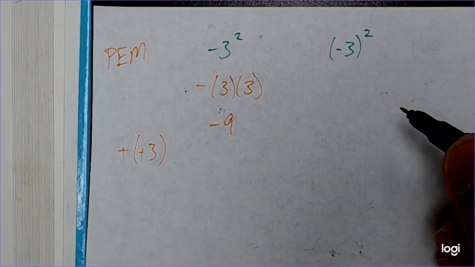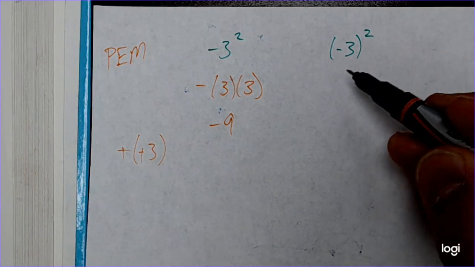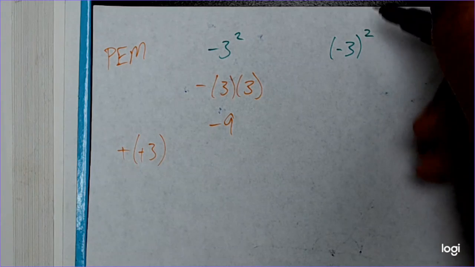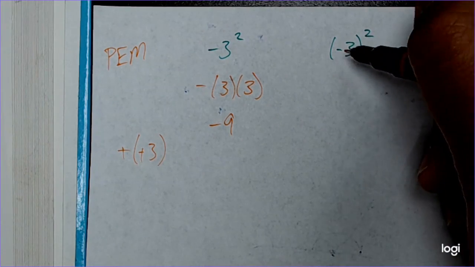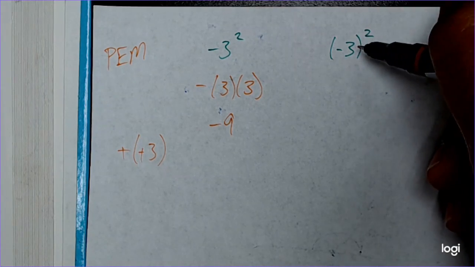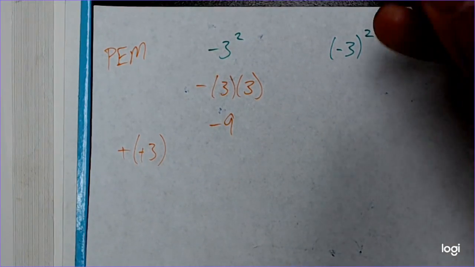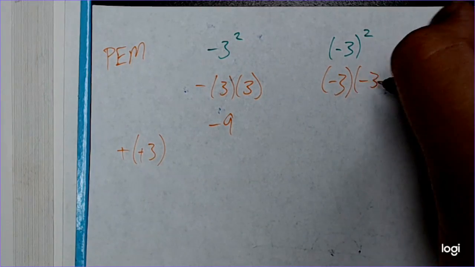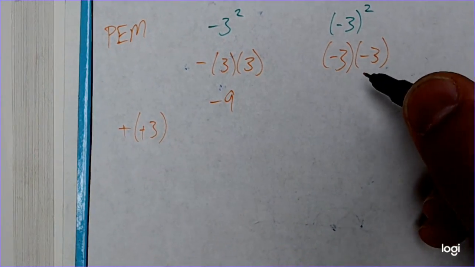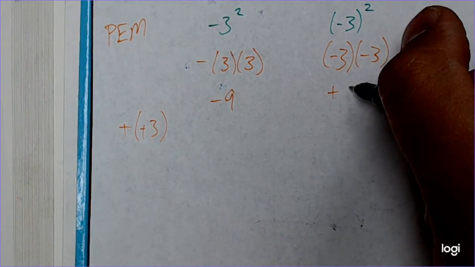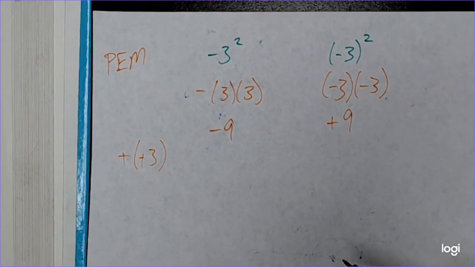Whereas over here, I see the parentheses. And what's happening is this exponent is outside the parentheses, so it's saying this whole parenthetical idea, negative 3, is one idea. So this whole idea is being squared. So what this one means is I have negative 3 times negative 3. And that gives me a different answer, because then I have negative times negative, which gives me a positive. 3 times 3 is 9. Right? So we can see the difference here.